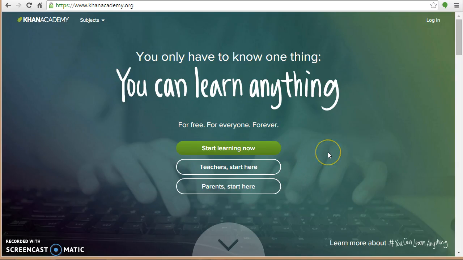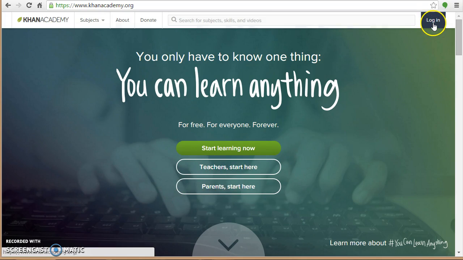Okay, so now I'm going to teach you how to use the username and password I gave you for Khan Academy. This way, when I'm instructing other students, you can get onto Khan Academy and be self-sufficient and get started in learning some great math. So the first thing you're going to want to do is go up here to where it says log in, and you're going to click on that.